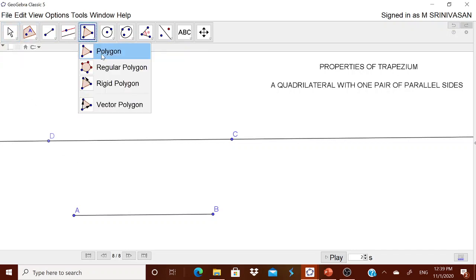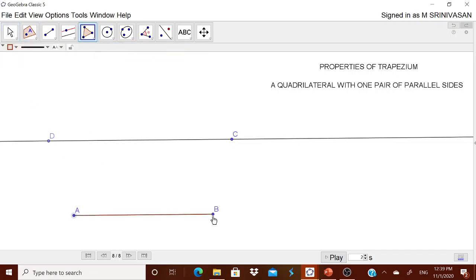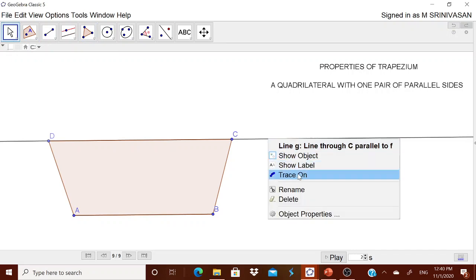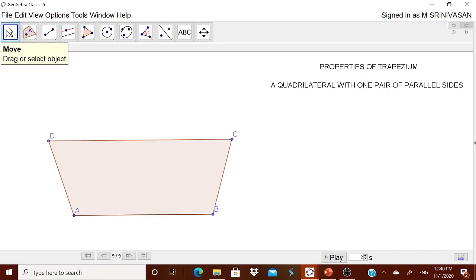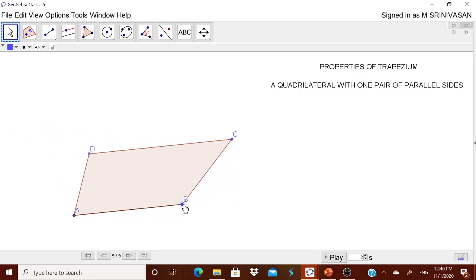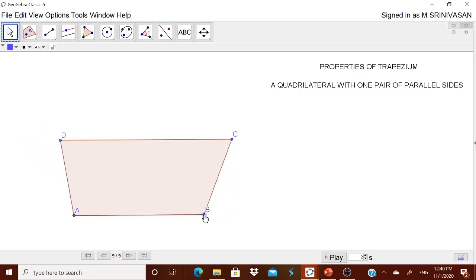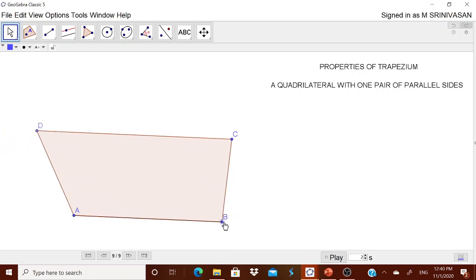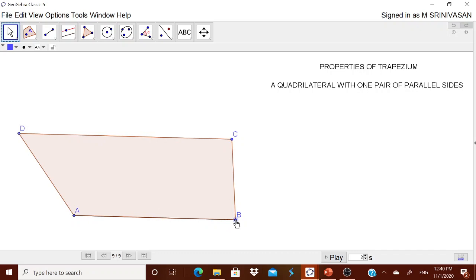Now I can take this polygon. Now I can finish this: A, B, C and D. I don't want this parallel line now, therefore I can show object and then remove it. Now you got a trapezium. Now you can move it. You can very well see here that the parallel sides are always parallel because we have drawn a parallel line to this AB through that C.